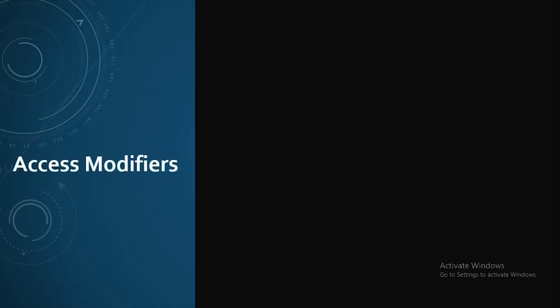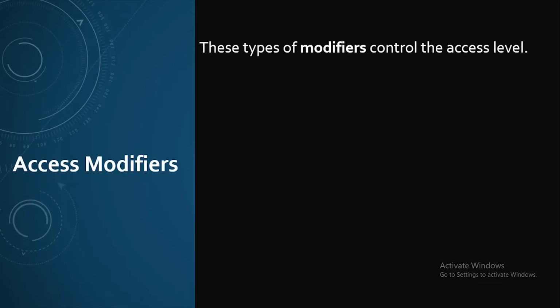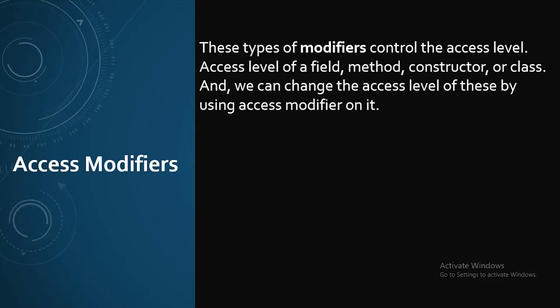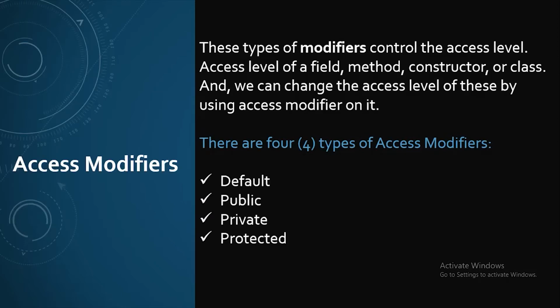Now we have access modifiers. So guys, a single line definition for this can be: these types of modifiers control the access level of a field, method, constructor or a class. And we can change the access level of these by using modifiers on them. And here we have the four types of access modifiers available. The number one is default, then we have public, private and protected. Now let's go ahead and try to understand each of them individually.